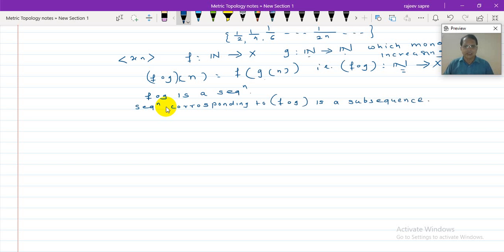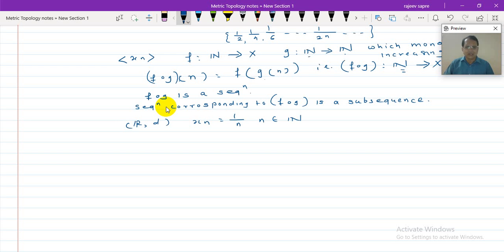I hope you understand. I will give one example of this. What is actually happening? You continue with the same definition, same sequence. You take R comma D, the usual metric space, and let x_n equal 1 by n for all n belonging to capital N. So this is the sequence we know.